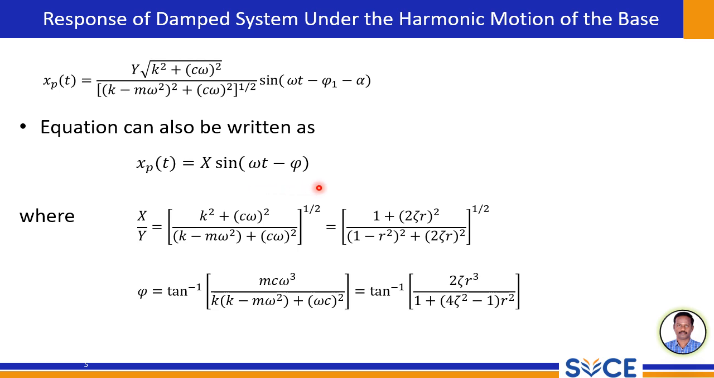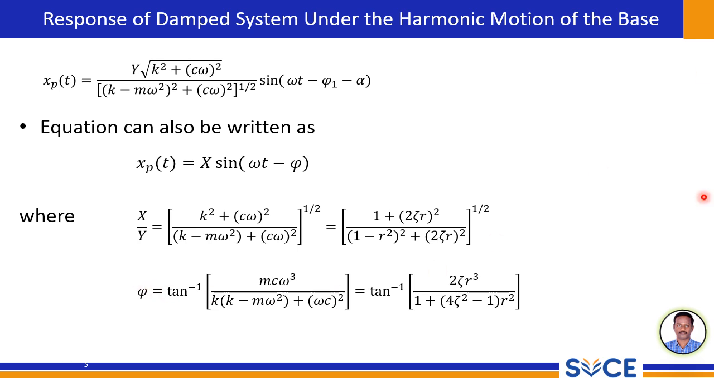Here, X represents the amplitude of the mass steady state vibration, and phi the overall phase angle. We can also express the ratio of amplitude X to the base motion Y, which is given by this expression. This is the original form of X by Y, but we can further simplify it by introducing dimensionless parameters, which makes it easier to analyze the system's behavior.